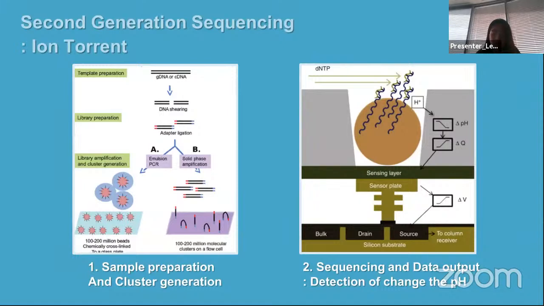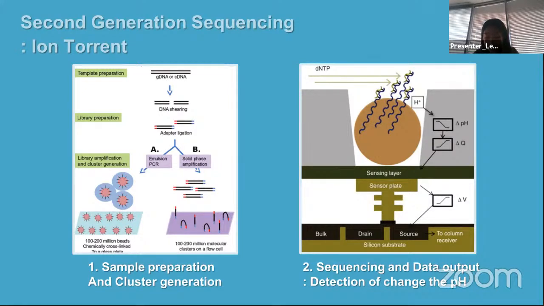Ion semiconductor sequencing is a method of DNA sequencing based on the detection of hydrogen ions that are released during the polymerization of DNA. The Ion Torrent method, like the pyrosequencing method, attaches an adapter to the DNA fragment and amplifies it to create a cluster. And in the next process, this method directly converts nucleotide sequence into digital information on a semiconductor chip.